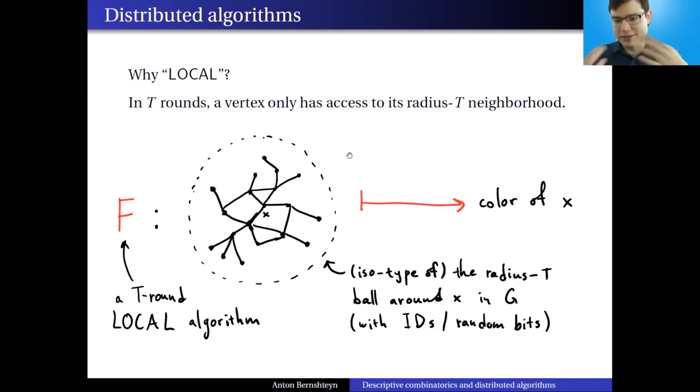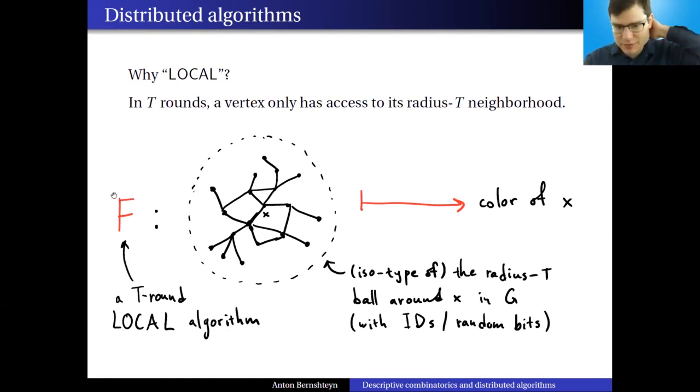Well, then conversely, you can rewrite the algorithm by saying that it just collects all the information contained in this radius t neighborhood, and then based on this information, it decides what its color is going to be. So really, you can think of local algorithms as these sort of functions.